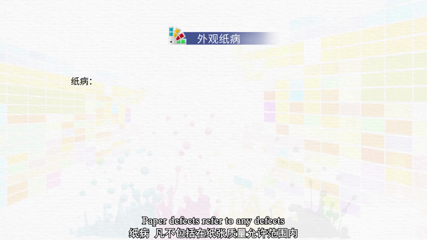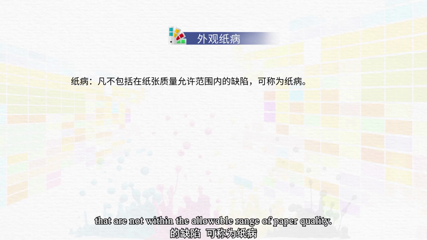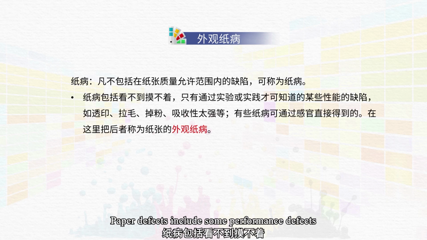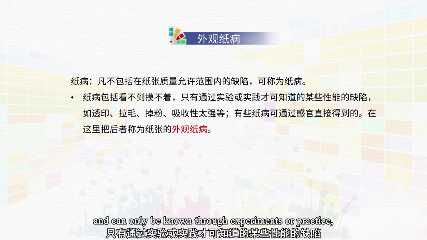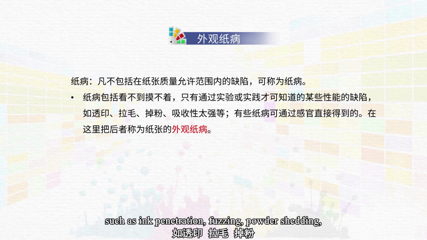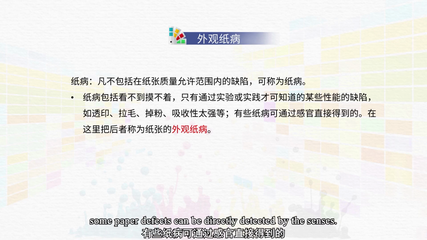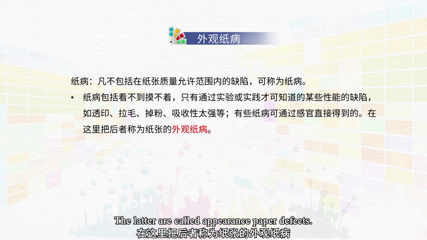Paper defects refer to any defects that are not within the allowable range of paper quality. Paper defects include some performance defects that are invisible and intangible, and can only be known through experiments or practice, such as ink penetration, fuzzing, powder shedding, and too strong absorbency. Some paper defects can be directly detected by the senses. The latter are called appearance paper defects.